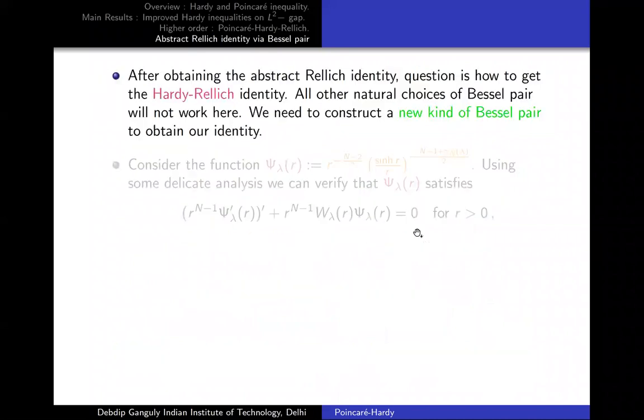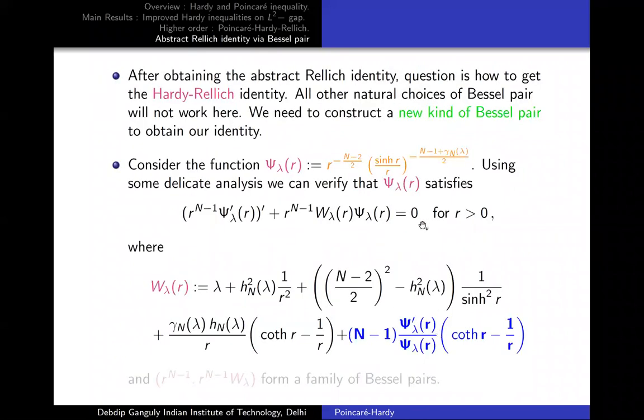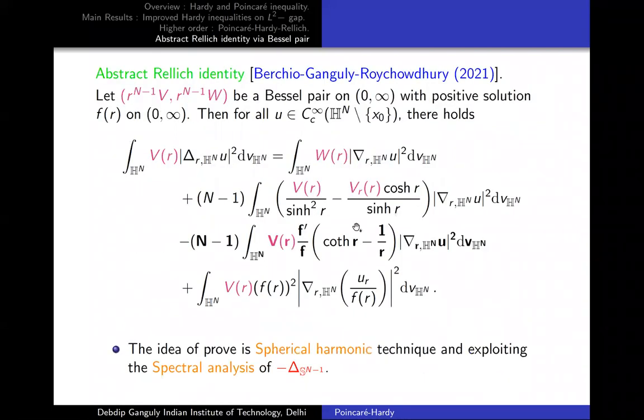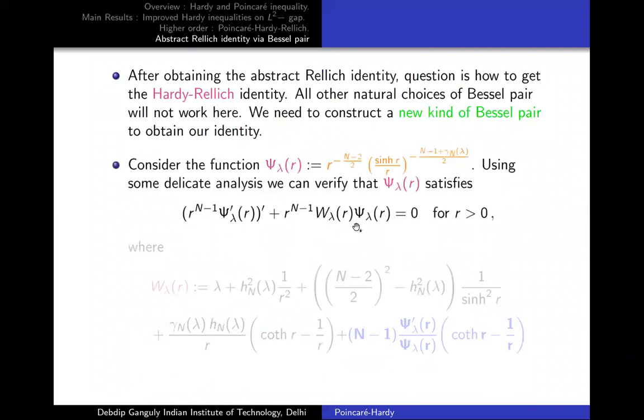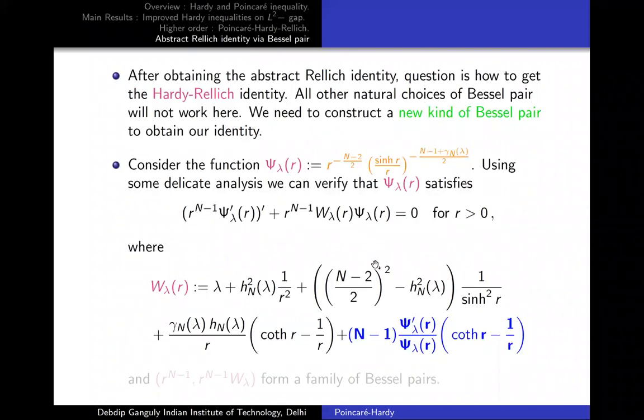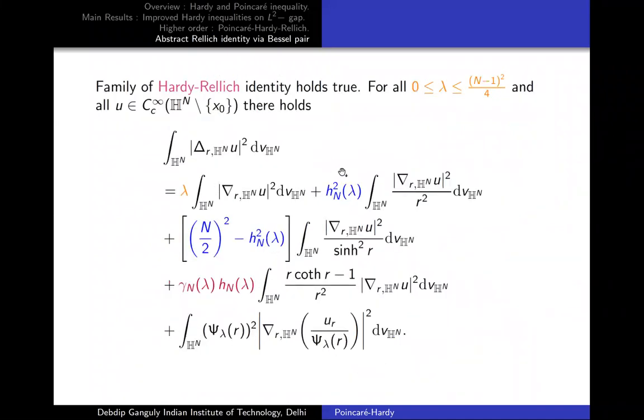With this type of function, if you compute, this term and this term cancel out. It is a miracle that these terms cancel out, and this forms a family of Bessel pairs, and we obtain an inequality of Hardy-Rellich type. So we obtain the Laplacian of u squared, that is our goal, the Rellich inequality, where instead of the gradient we have a second order term, plus lambda gradient plus (n-1)^2 lambda squared.